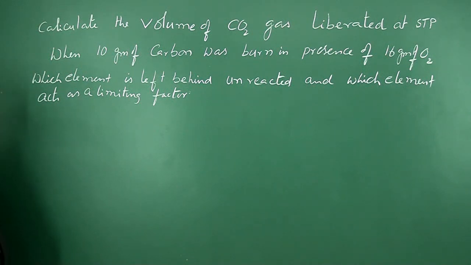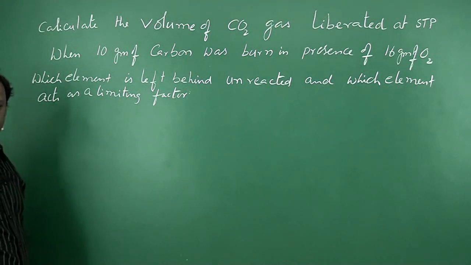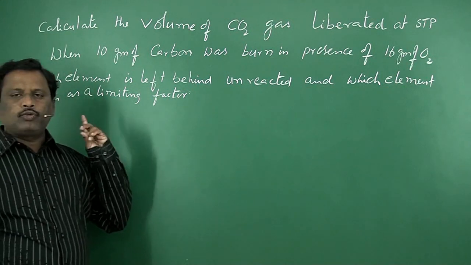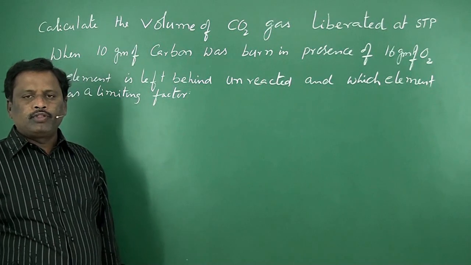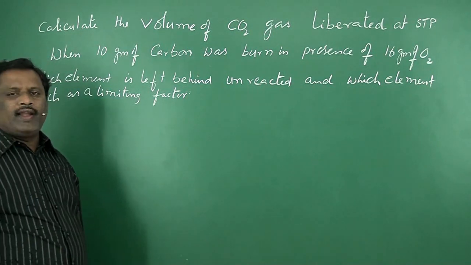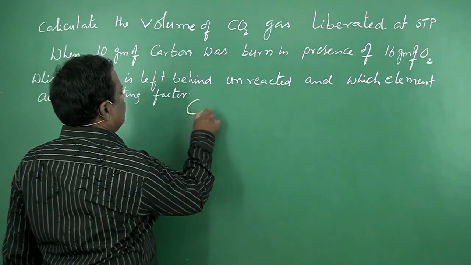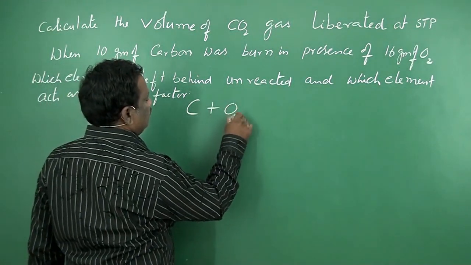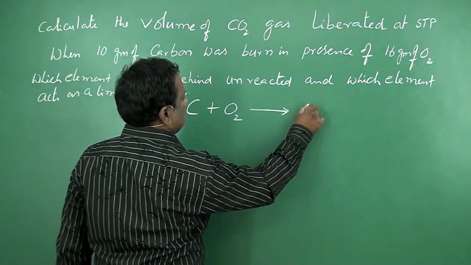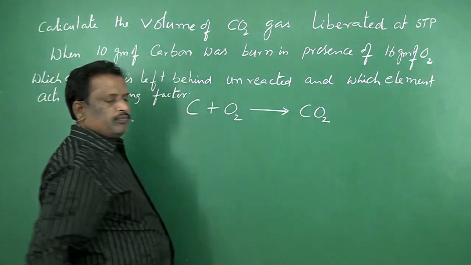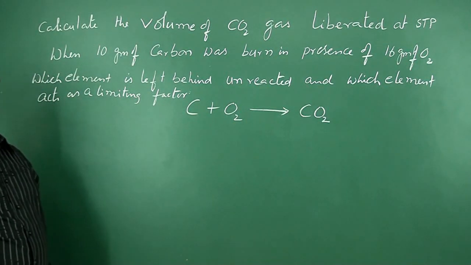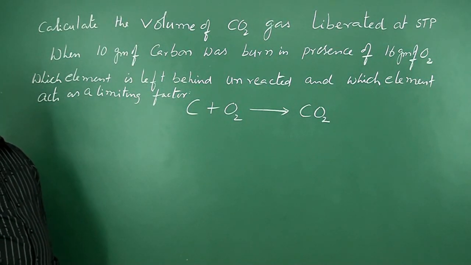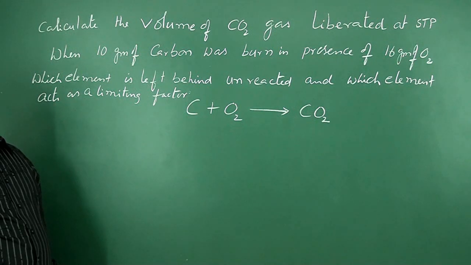The first thing for such types of questions is to write the chemical equation involved. That is, carbon was allowed to burn in presence of oxygen. So for this reaction, the required equation is carbon, C stands for carbon, and when it burns in presence of oxygen, O2, it gives us CO2. C plus O2 gives CO2.